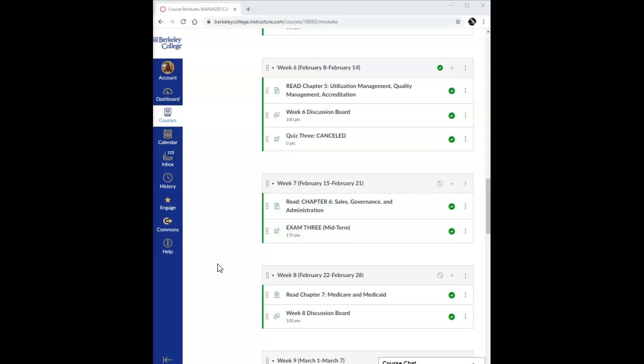Some of these things are on the exam for this week, as well as the previous chapter, which was chapter 5, which was utilization management, which is called UM, quality management, which is called QM, and what accreditation is. You should understand the difference between those three also for the test. What utilization management is, what quality management is. They're not the same thing. And what accreditation is, and why accreditation is so important.